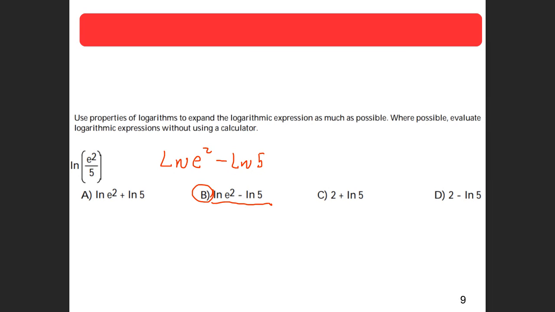Now, rarely will you ever have to expand a logarithm out. Most of the time, it's just condensing them down. And that's what we do most of the time, is we condense them down so we can solve logarithmic equations.